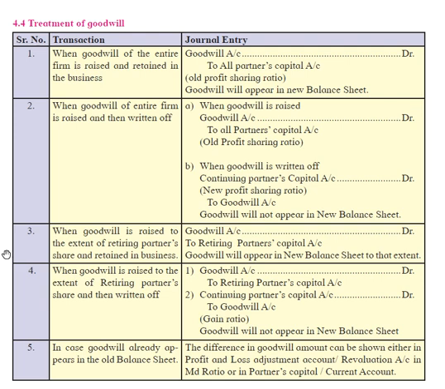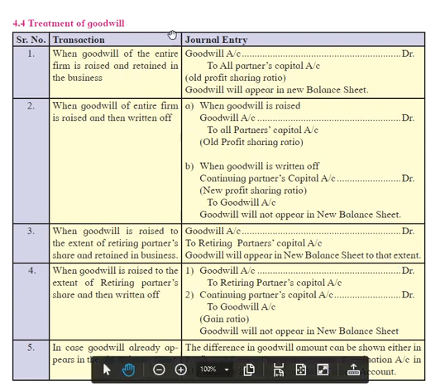And the third one is when goodwill is raised to the extent of the retiring partner's share and retained in the business. Goodwill account is debited to the retiring partner's capital account. Goodwill will appear in the new balance sheet to that extent. And next is when goodwill is raised to the extent of the retiring partner's share and then written off. This amount will be debited to the continuing partners' capital accounts and credited to goodwill account in the gain ratio. Goodwill will not appear in the new balance sheet.